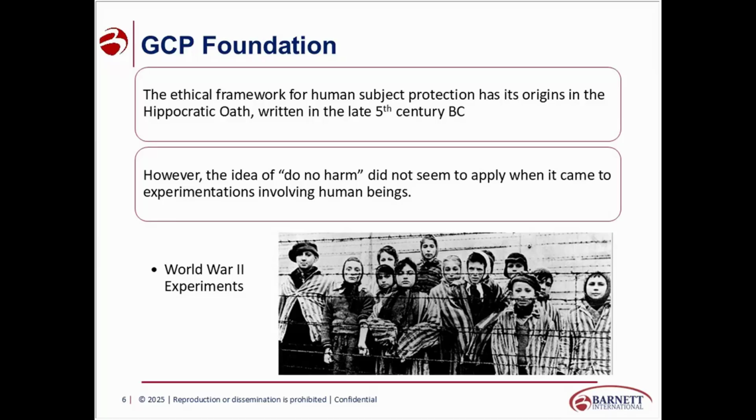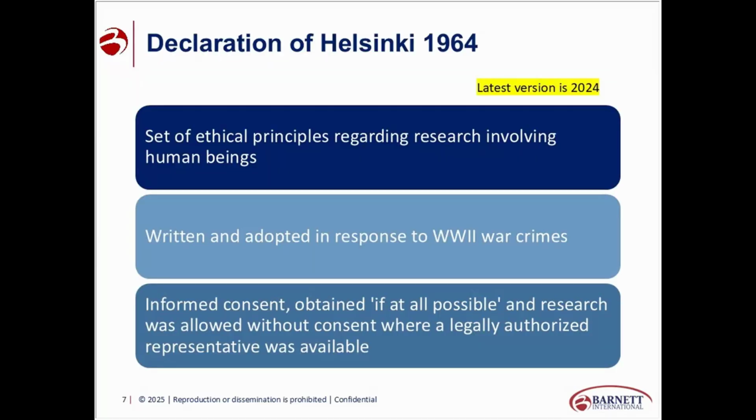But what happened to the concept of do no harm and the fact that these are human beings? These were vulnerable human beings who had no choice and were subjected to absolutely horrific experiments. So as a result, we have the Declaration of Helsinki. So we're still talking 1964.